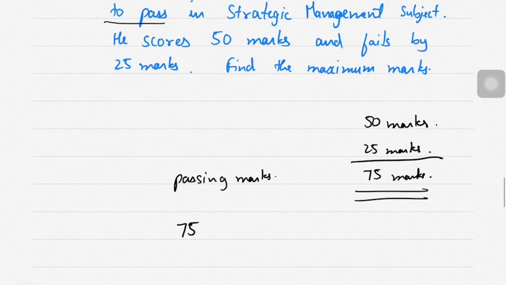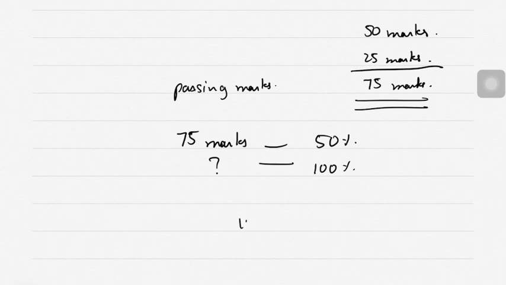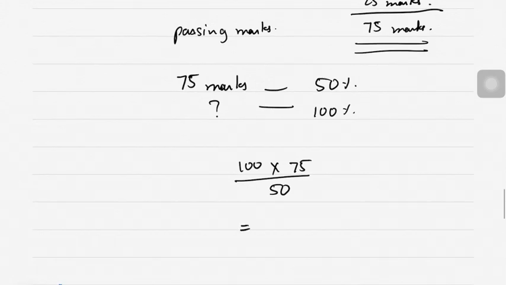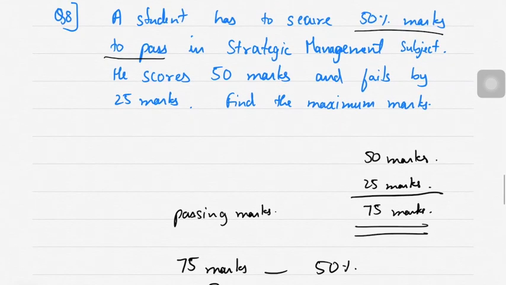So, if 75 marks is 50%, 100% is how much? So you will get 100 into 75 divided by 50, which will be 125. 125 marks. Correct?